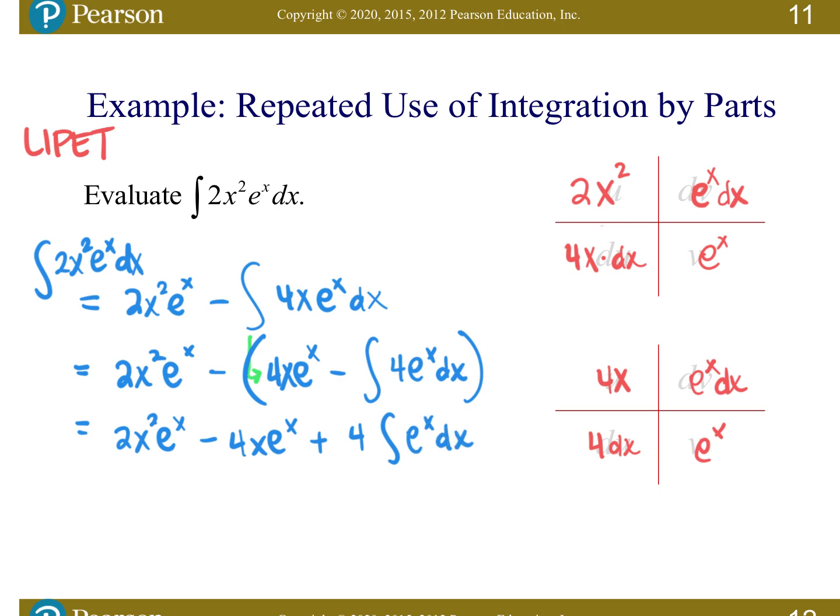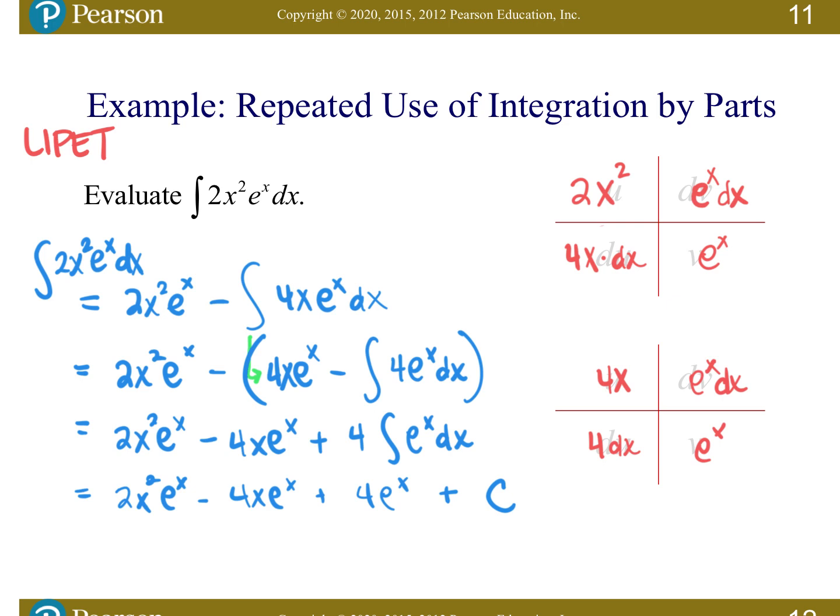Okay. And once again, Mrs. Pfeiffer promised I'd be able to do this integral. Can you? What's the antiderivative of e to the x? e to the x. Do I need anything fancy to do that? No. The antiderivative of e to the x is itself, e to the x. So we have 2x squared e to the x minus 4x e to the x plus 4 e to the x plus c.